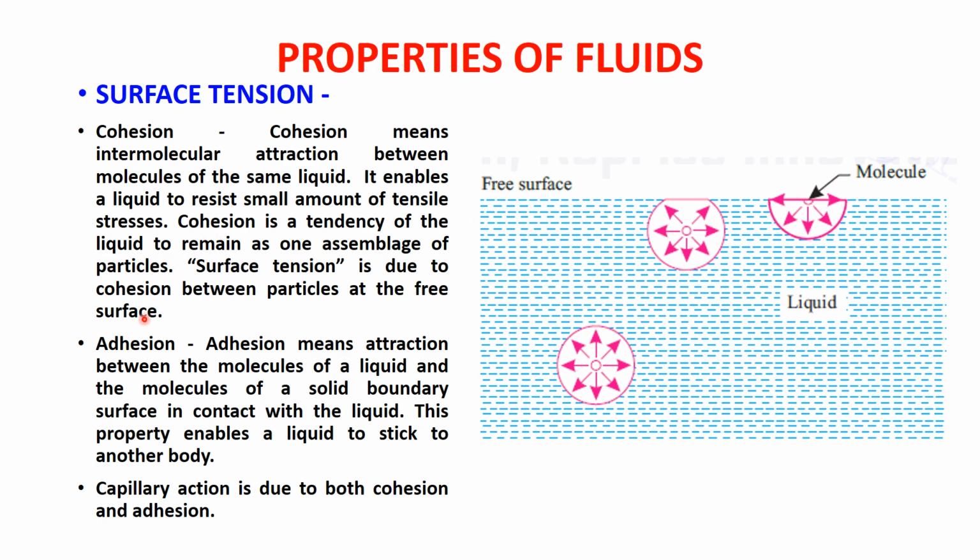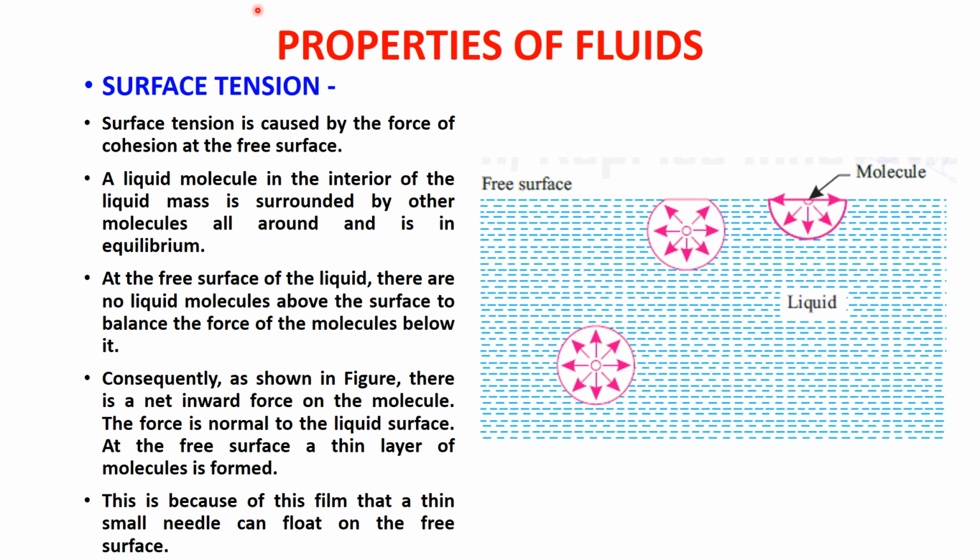Then adhesion. Adhesion means attraction between the molecules of a liquid and the molecules of a solid boundary surface in contact with the liquid. So this adhesion will occur when the water is flowing through a pipe. There will be some attraction between the molecules of water and the inside surface of the pipe. So we say that the concept is of adhesion. This property enables a liquid to stick to another body. So both properties are important. Capillary action is due to both cohesion and adhesion.